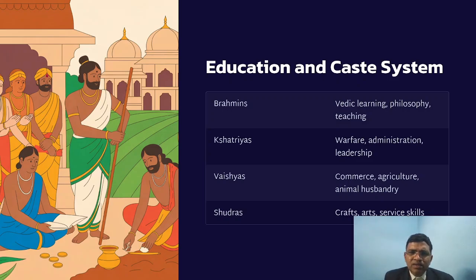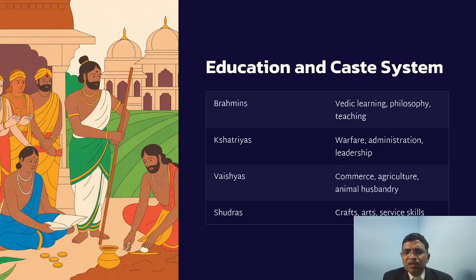Basically, we know that there are Brahmanas, Kshatriyas, Vaishyas, and Shudras. The Brahmanas are at the top of the hierarchy. They learn Vedic learning, philosophy, and teaching. The Kshatriyas are like peacekeepers, and this category of people handles warfare, administration, and leadership.